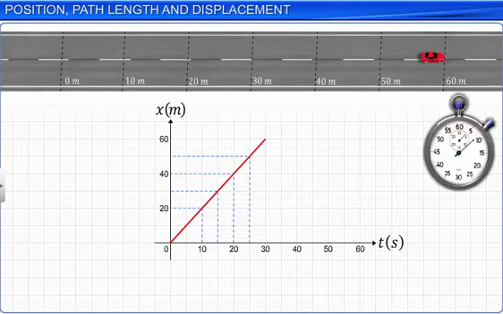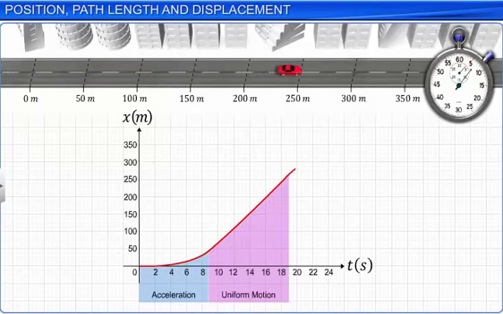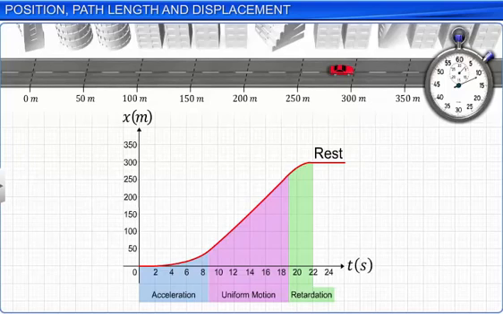Case 3. If the car starts from the position of rest, picks up speed and moves with uniform speed for some time, later the brakes are applied and its speed gradually decreases, and the car finally comes to rest, this graphical representation shows all the 3 types of motion. That is, acceleration, uniform motion, retardation, and back to rest.